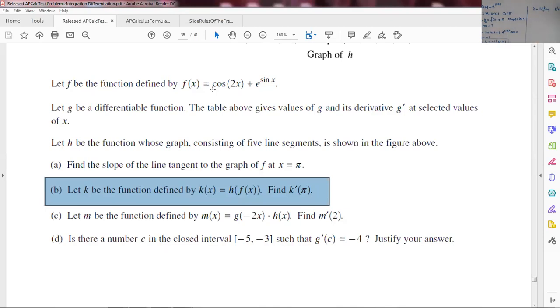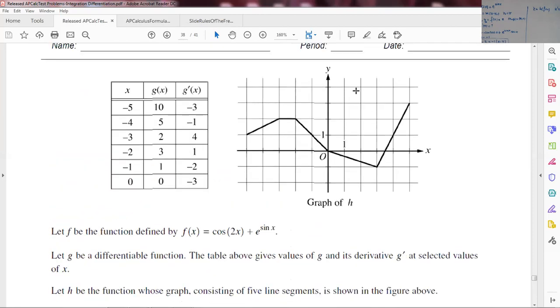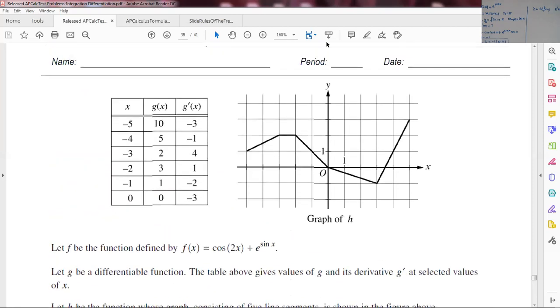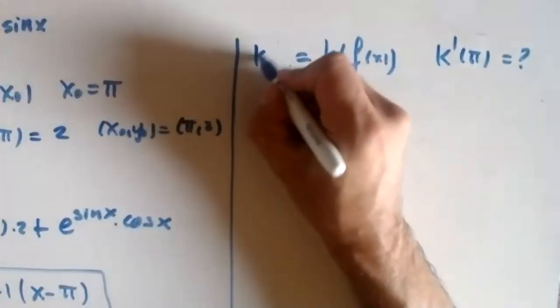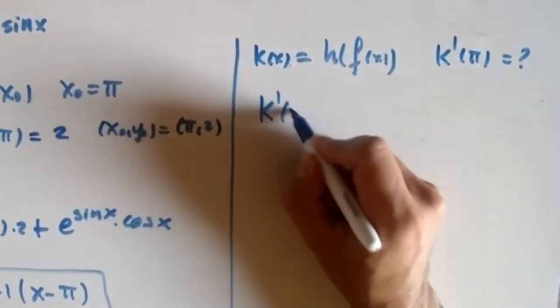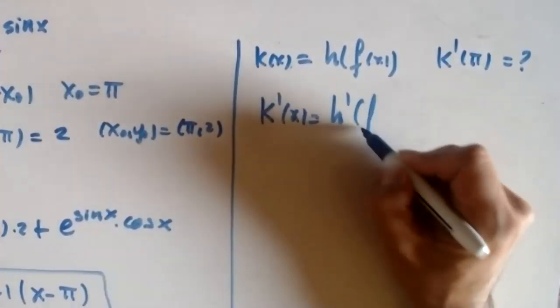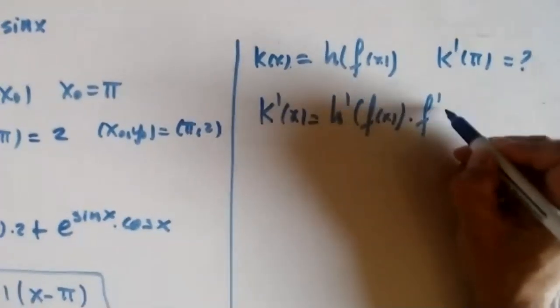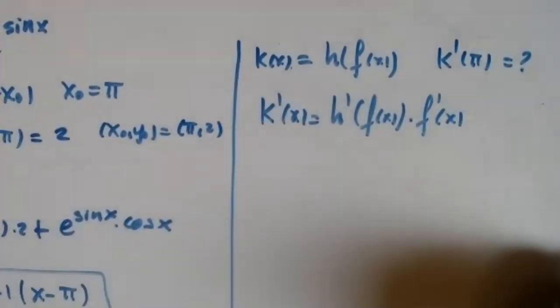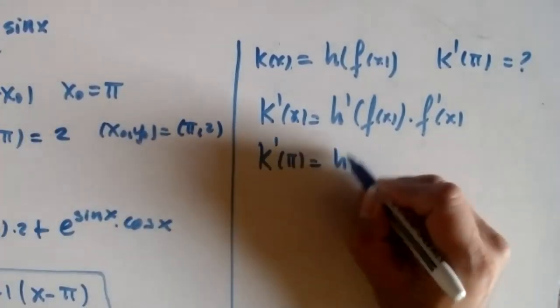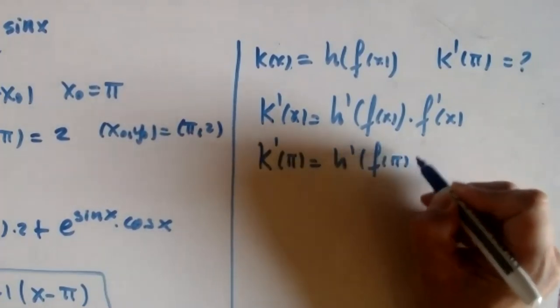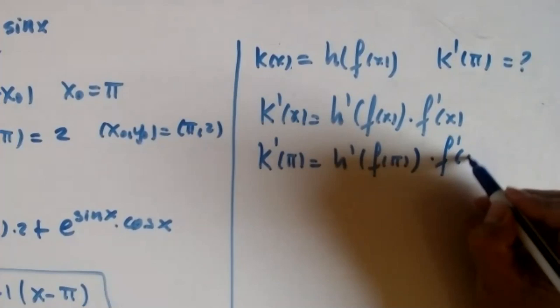Let me just show you this one. Then stop share right here. This is what we have to do. So the only thing we have to do is, okay, this is k of x. So k prime was h prime of f of x times f prime of x. So it's just the chain rule. Once we have this one, k prime of pi was h prime of f of pi, correct? Times f prime of pi.